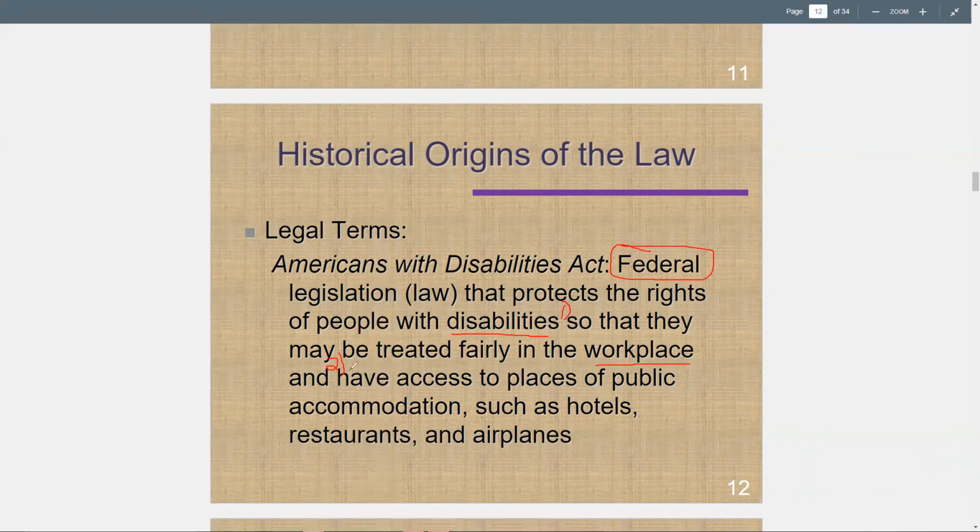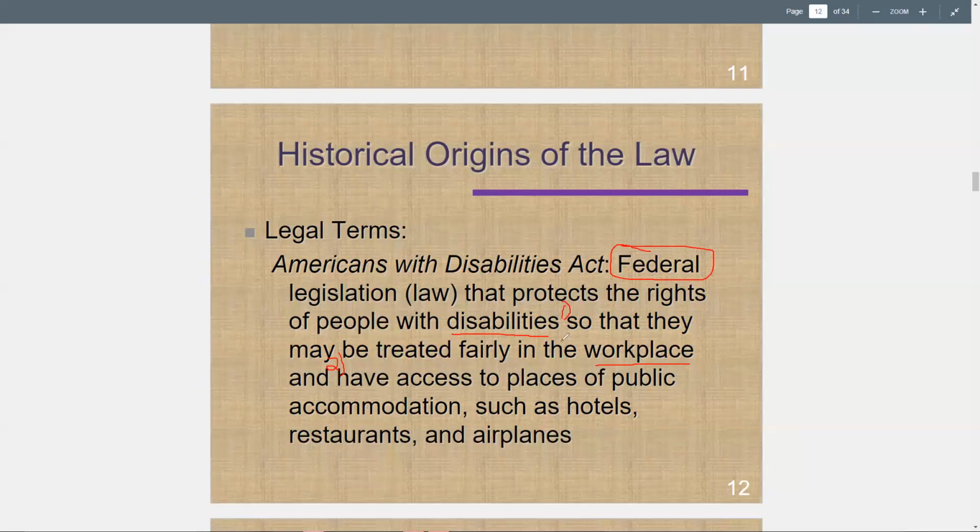Then you also have to consider it from the perspective of your customers, the person who comes to dine at your restaurant or stay in your hotel who might have a disability. What are your responsibilities with respect to him or her? So there's really two different areas to think about with respect to the Americans with Disabilities Act. And we'll talk about this in more detail.